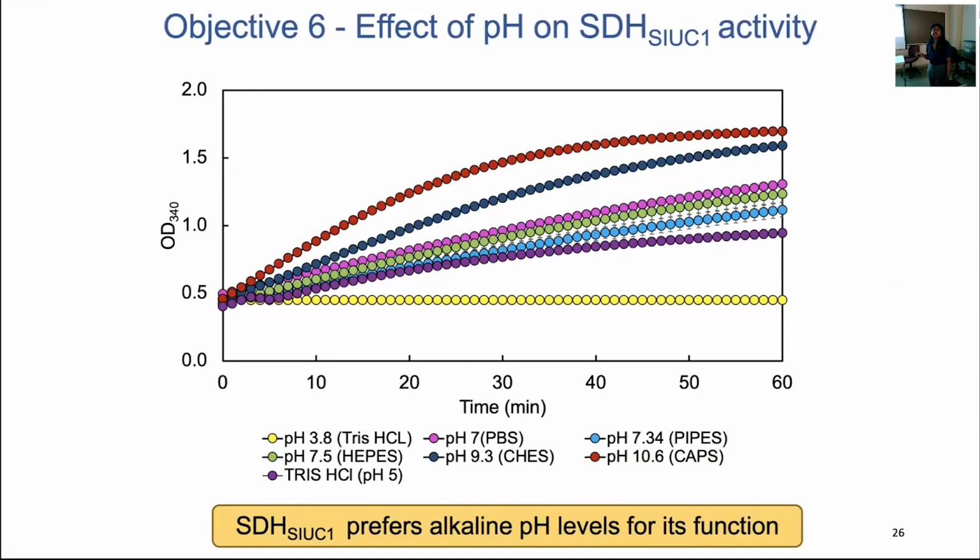And our next experiment was to determine the effect of pH on STH-SiUC1 activity. So here we used the sorbitol conversion reaction, and we provided different pH into the reaction mixture using different buffers, starting from pH 3.8 up to about 10.6. So we could see that the highest conversion, or the highest change in the absorbance due to the NAD plus conversion into NADH, was observed at higher pH levels.